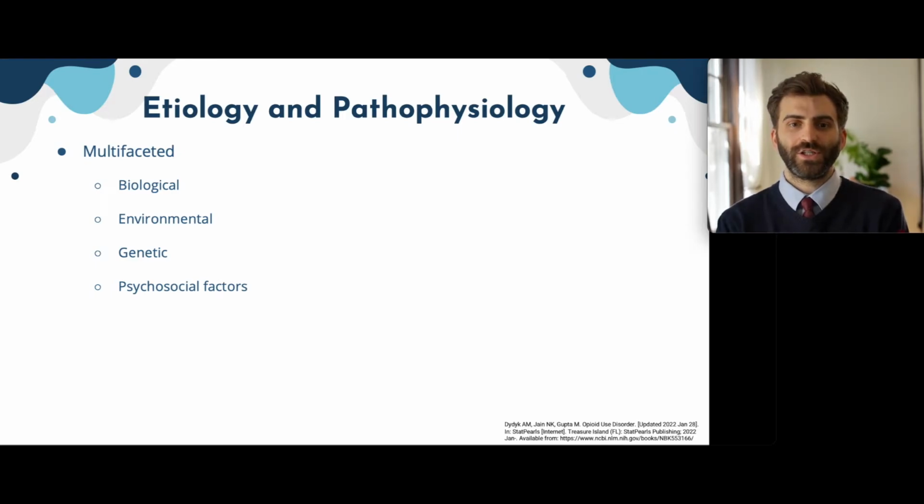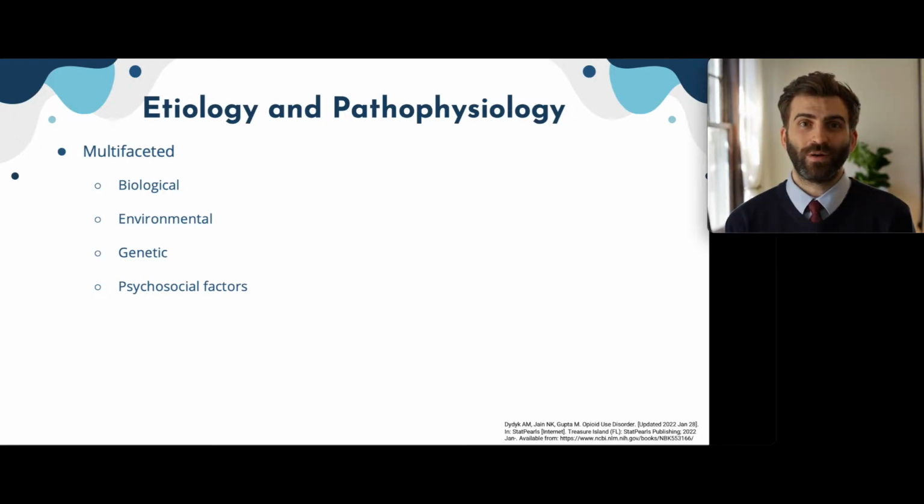Next is the etiology and pathophysiology. So this is multifaceted and complicated, like most things in mental health seem to be. There are biological differences in people's brains who have opioid use disorder. They have lower dopamine release, and they seek to get that dopamine from external sources. One of those can be opioids. So their brain patterns and brain pathways can be different.